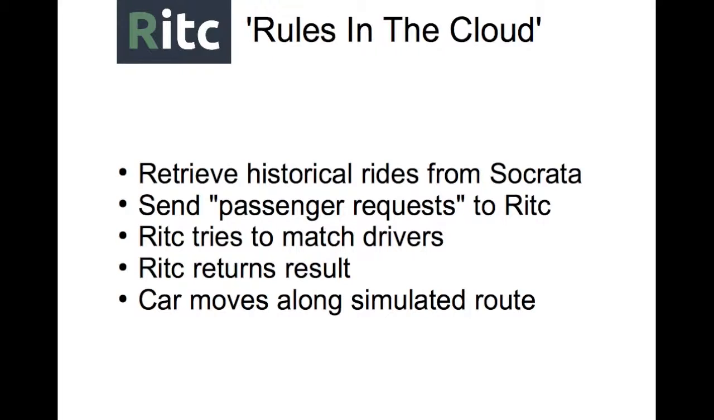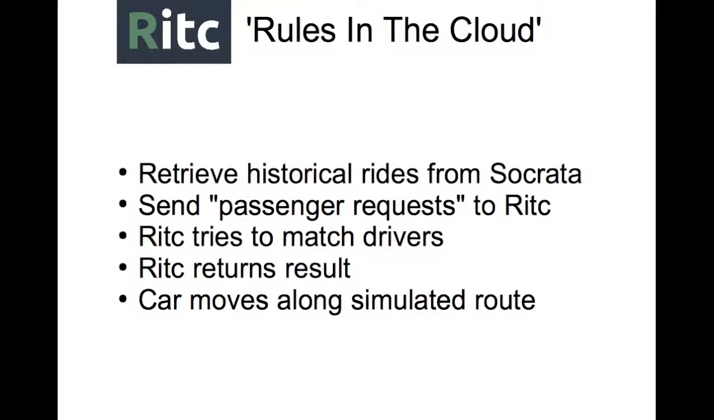After retrieving the historical rides from Strata, the simulation sends each passenger request with the appropriate delay, slowed down slightly for the demo, to the Ritc rule engine using the Ritc API. Ritc tries to match the request with a nearby driver, not already carrying passengers. Passenger requests are shown as green passenger icons on the map.